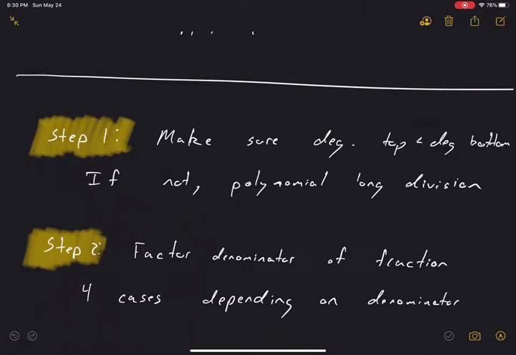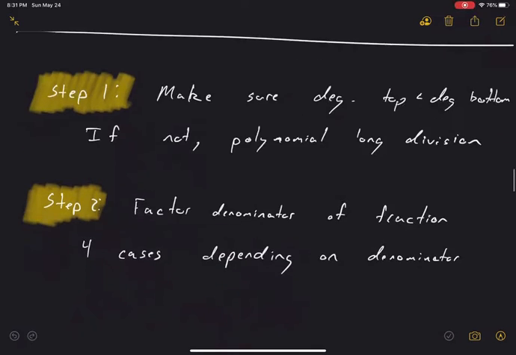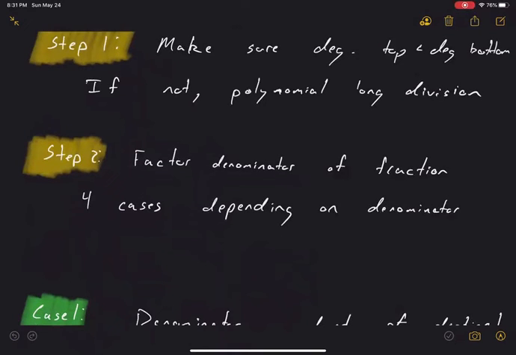So step one is to make sure that when we're working with our fraction, our polynomial over polynomial, the degree of the top is less than the degree of the bottom. And if it's not, our first step would be to do a polynomial long division. Okay. So now let's assume we have R(x) over Q(x). These are both polynomials, and the degree of R is less than the degree of Q. That's what all the remaining steps are going to be about.